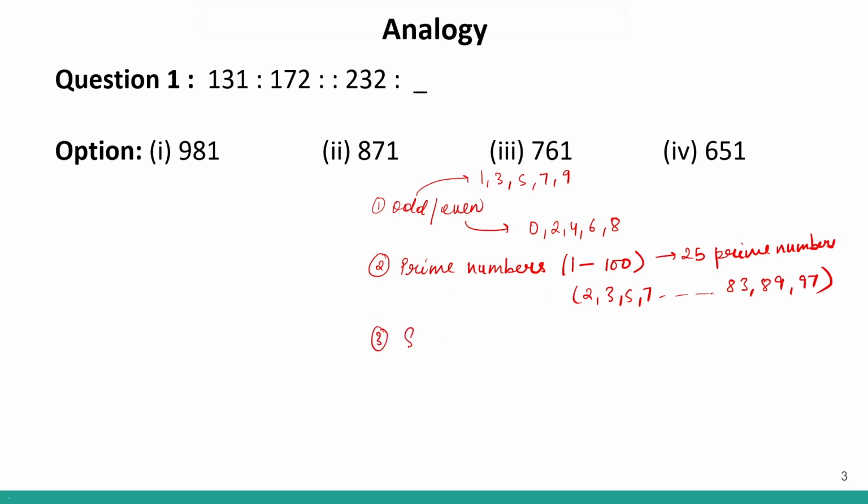Then you should know the squares. Squares of at least 1 to 30. Correct? And then you should know the cubes. Cubes of at least 1 to 20.